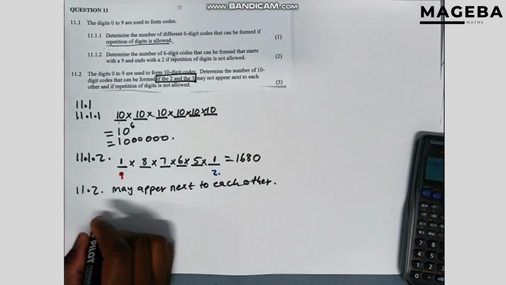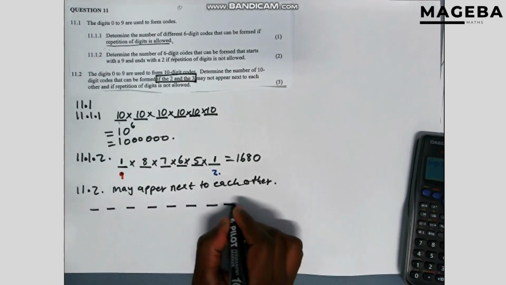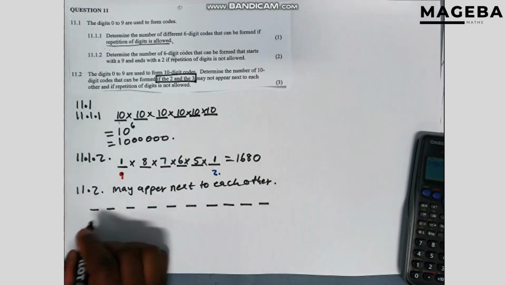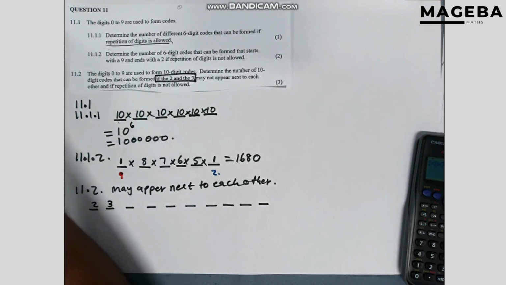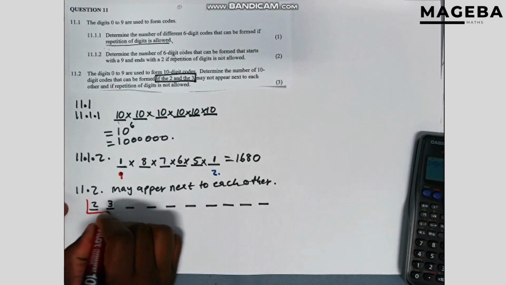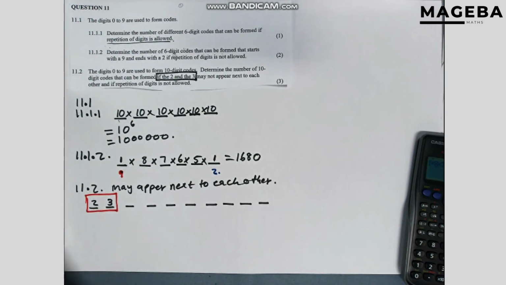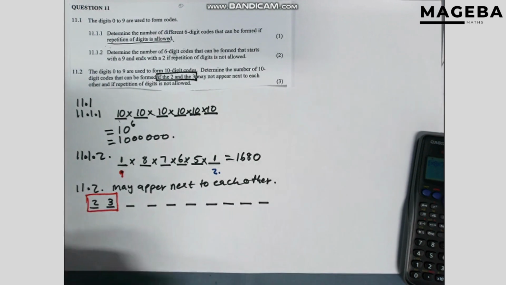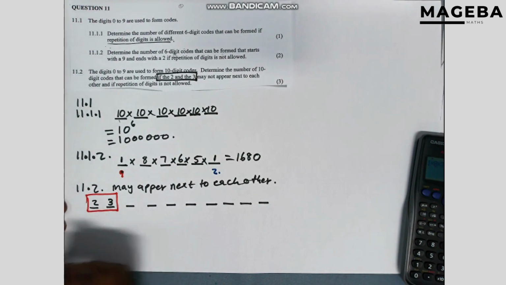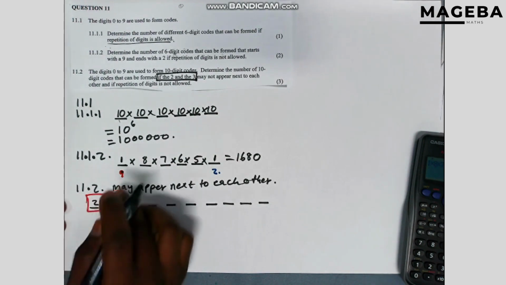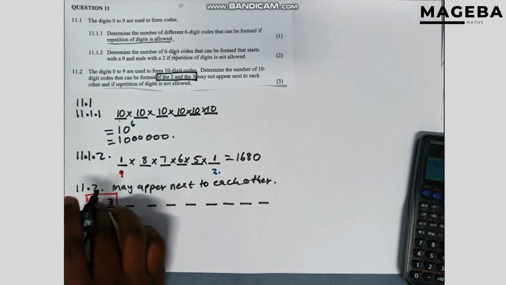So now we have 10-digit codes: 1, 2, 3, 4, 5, 6, 7, 8, 9, 10. Now 2 and 3 are going to appear next to each other, so they're going to be in a box here. 2 and 3 are just going to be next to each other in whatever arrangement or code is made, so they move up and down inside this box. Let's make the arrangement inside here.